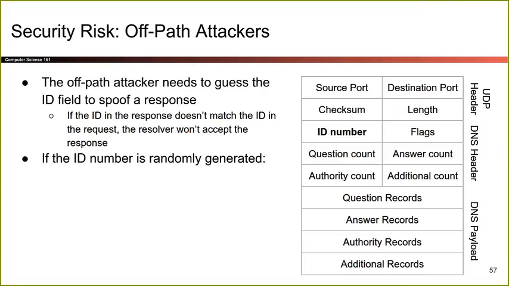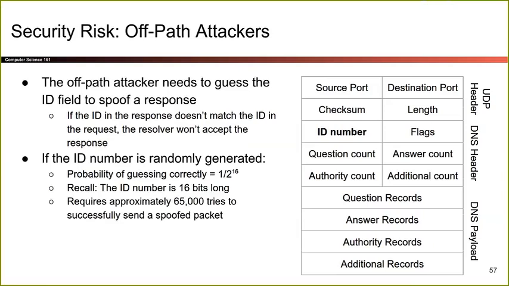So how hard is it to guess? Well, if we're being good, and this is why we said ID numbers have to be random, if you have correctly generated random ID numbers, then the odds of guessing are 1 in 2 to the 16, which is 65,536. So not great odds, right? You have to try around 65,000 times before you succeed. And that could take a while. You're waiting for this person to send 65,000 requests. You're going to be here a while. Okay, so that's good if the ID number is randomly generated.